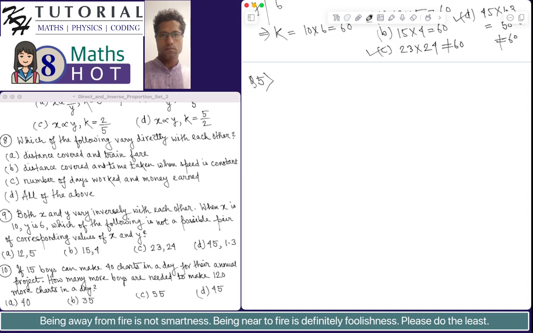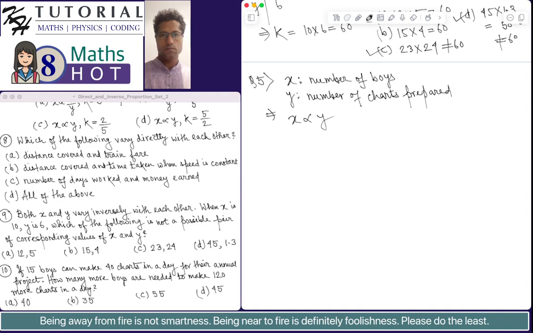So when the time is fixed, we consider the quantity x as the number of boys and y to be the number of charts prepared by the boys. Now, if the time is fixed, that is in 1 day, if there are more boys, definitely they will make more charts, and if there are fewer boys, they will make fewer charts, since the time is fixed. So clearly we can say that the quantities x and y vary directly with each other.